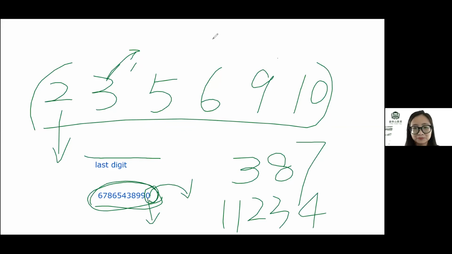Okay, now I want you to give me an example. I want this number to be a 6-digit number that cannot be divided by 3. A 6-digit number that cannot be divided by 3. Give me an example by annotating on this screen. I can see it.